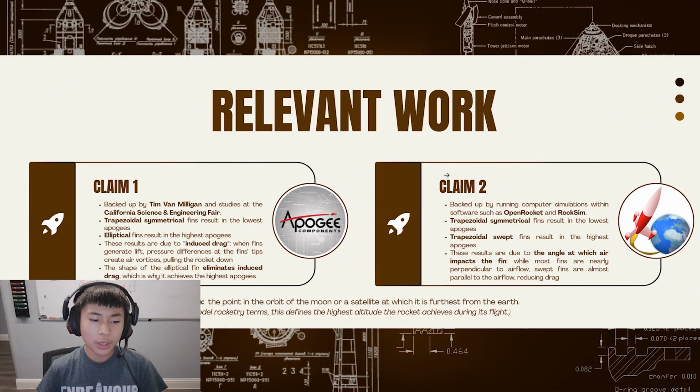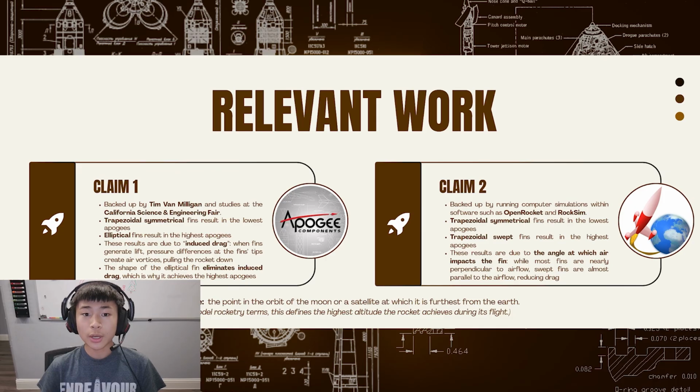Before the experimentation process, I needed to first hear about what others had to say about this topic. I found 2 main claims that most sources seem to follow. The first claim is supported by Tim Van Milligan, the face of Apogee Rockets, one of the most popular online rocket sources and an incredibly reliable source when it comes to model rocketry. This claim is also supported by 2 other research studies done at the California Science and Engineering Fair. It states that trapezoidal symmetrical fins result in the lowest apogees and elliptical fins result in the highest apogees.